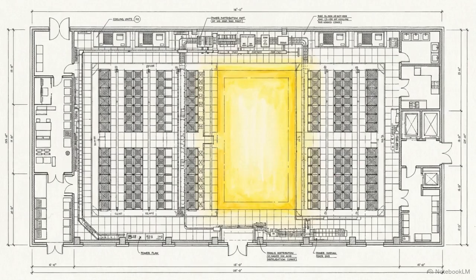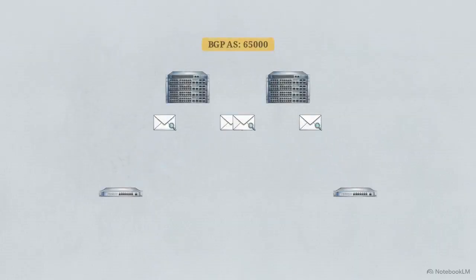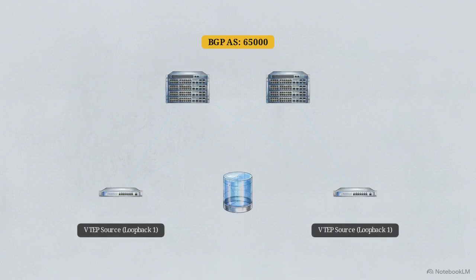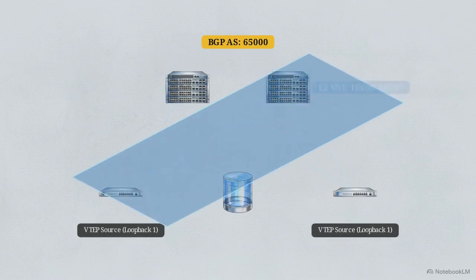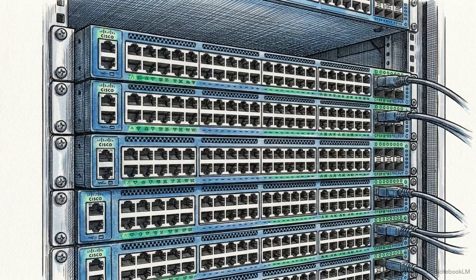Our objective in this guide is to build a complete Layer 3 IP fabric from the ground up, utilizing BGP-EVPN control plane and VXLAN encapsulation to stretch Layer 2 domains over a routed core. We will execute this deployment using Cisco Nexus 9000 switches running NX-OS.